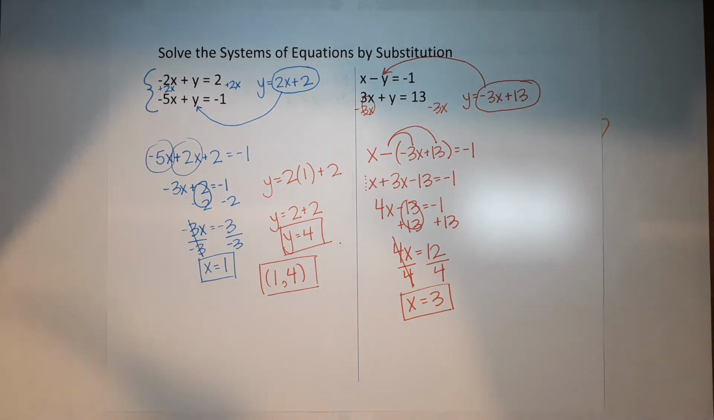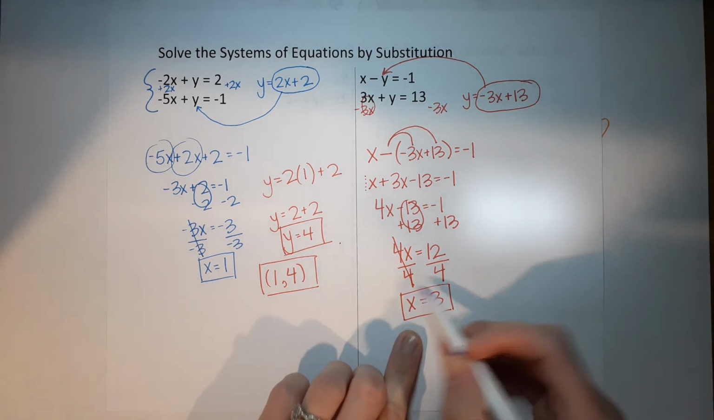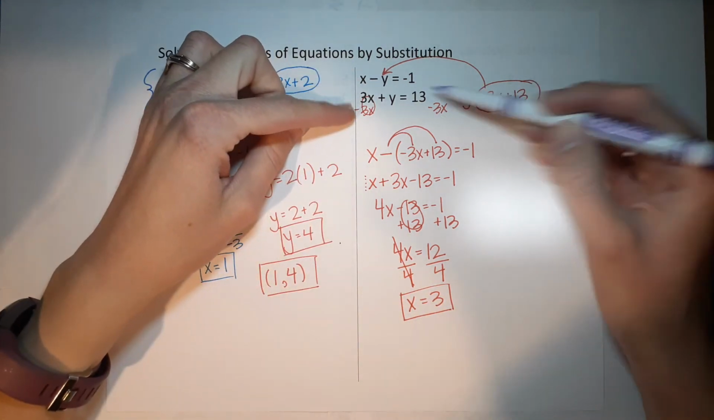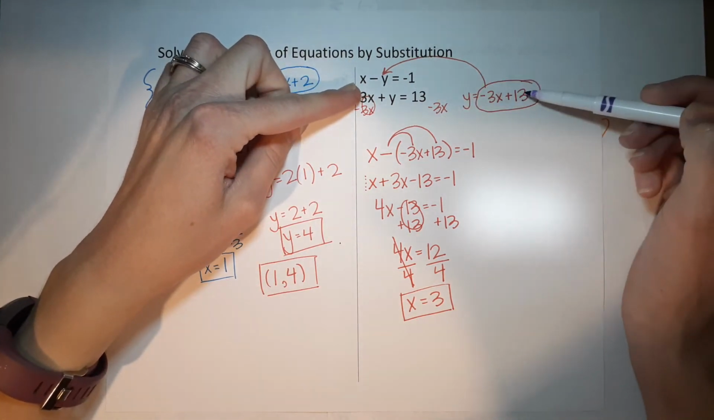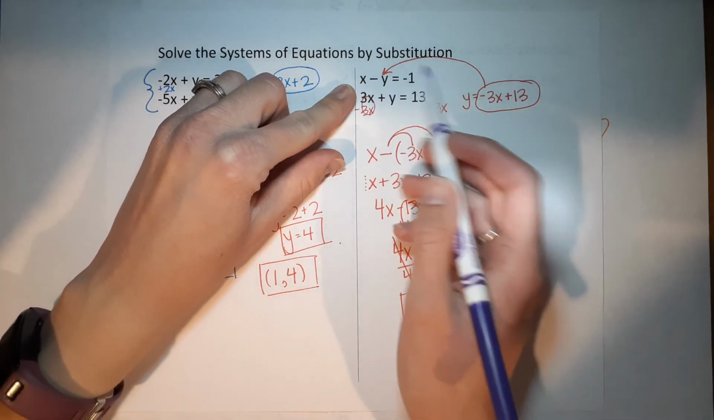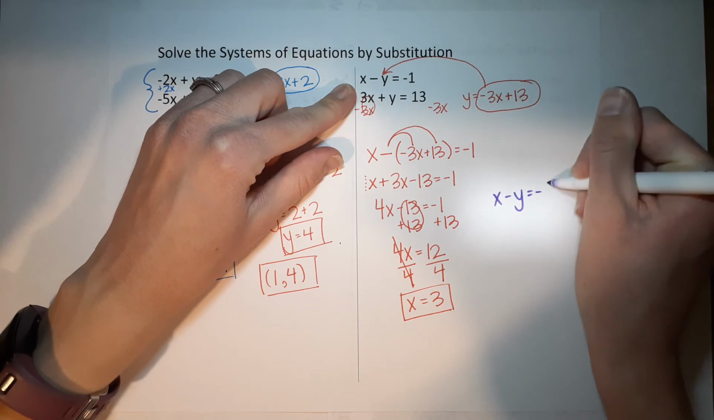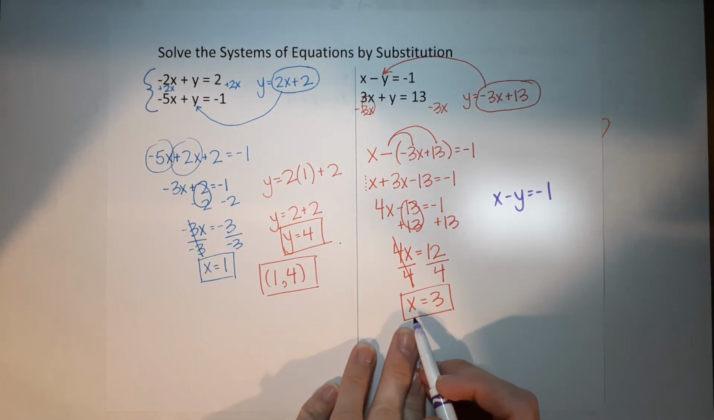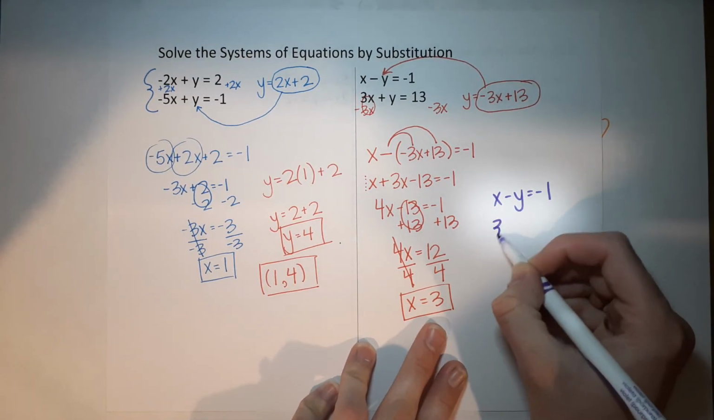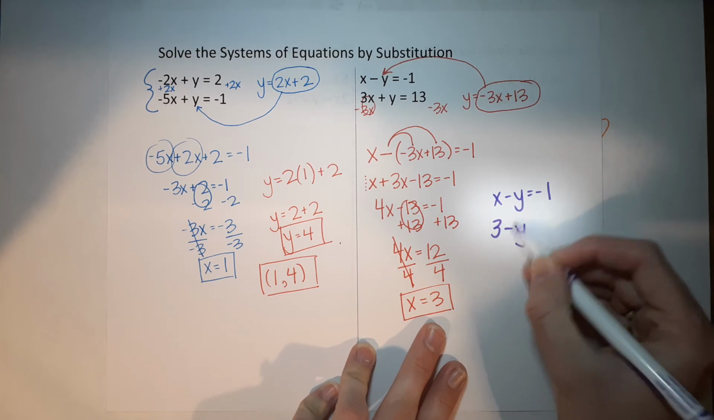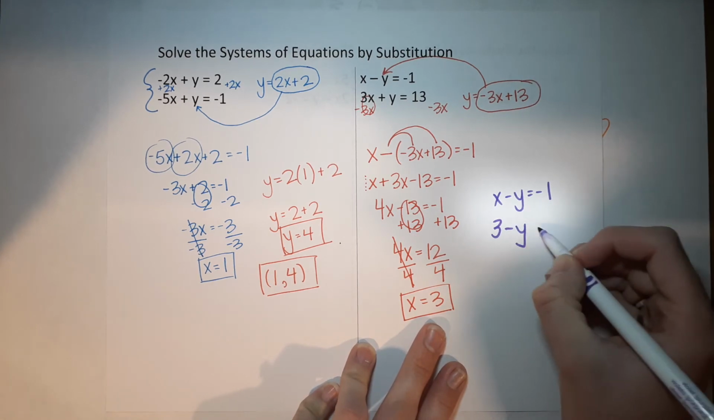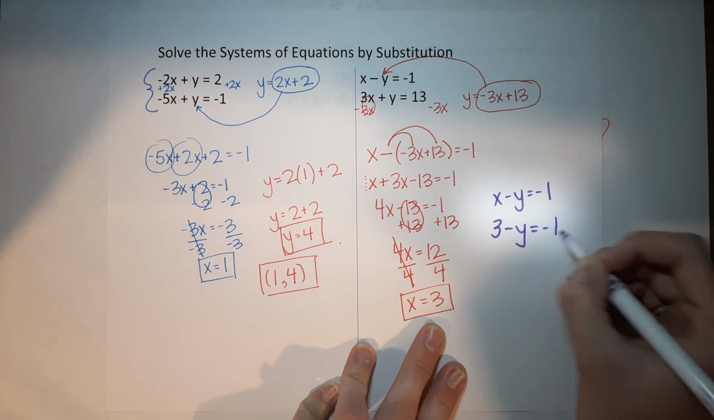Okay, I've got the x. Now I need to know the y. So I'm going to take this x and plug it in. I can plug it in here, here, or here. I'm personally just going to pick this top one. So we're going to plug it into x minus y equals -1. Okay, so x equals 3. So I'm going to do 3 minus, we don't know what y is yet. That's what we're trying to figure out, equals -1.